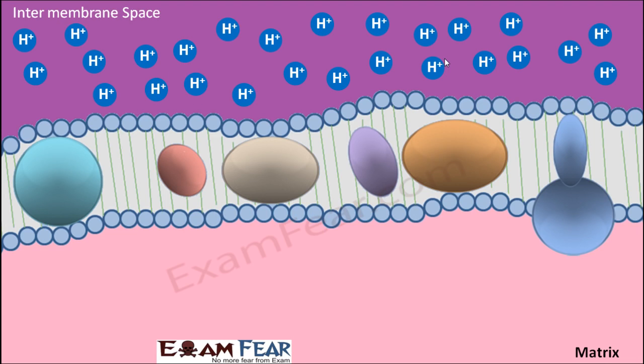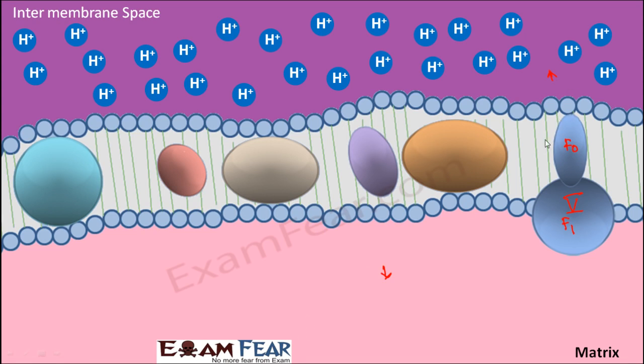So now you can see how the proton gradient is formed. Once the proton gradient is formed, it causes ATP synthase to get activated, and that is how ATP will be produced. This complex 5 is nothing but the ATP synthase enzyme, right? So what will happen now? Here the concentration is high and here the concentration is low. This is the F0 part of the ATP synthase enzyme, and this is the F1 part.